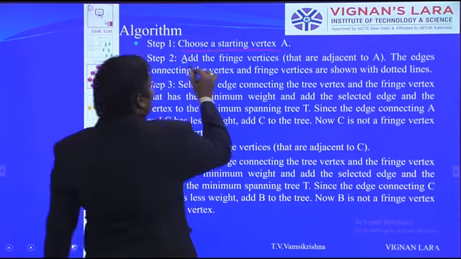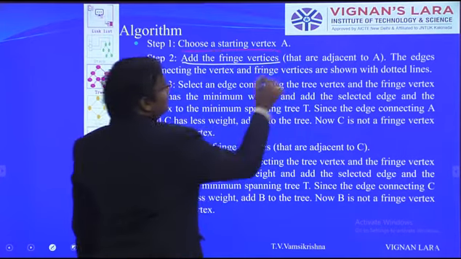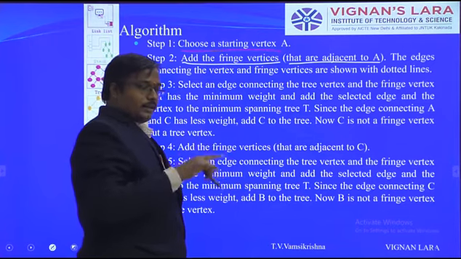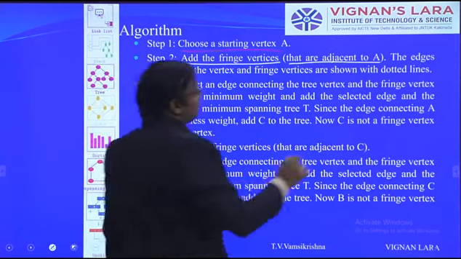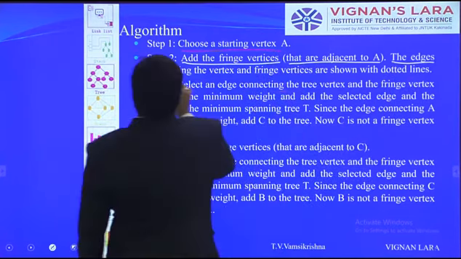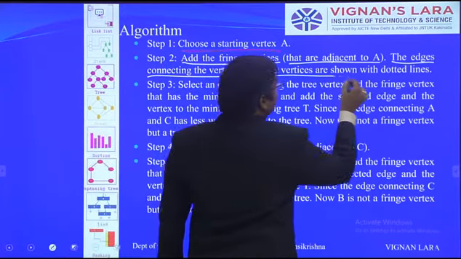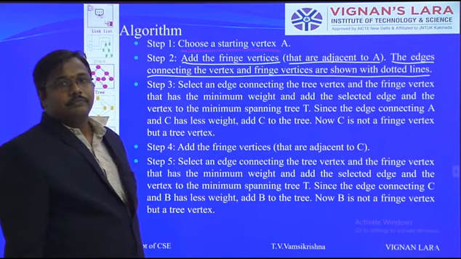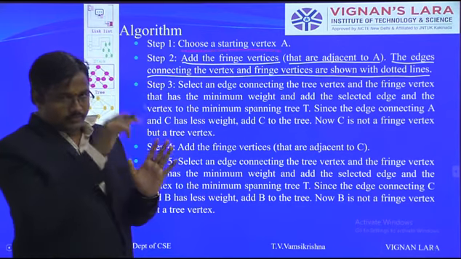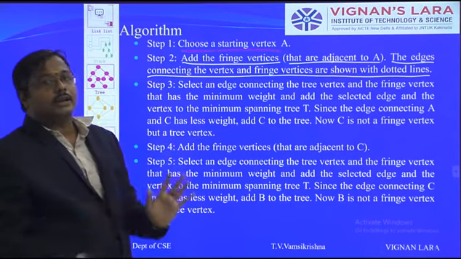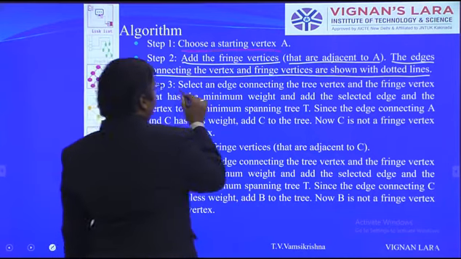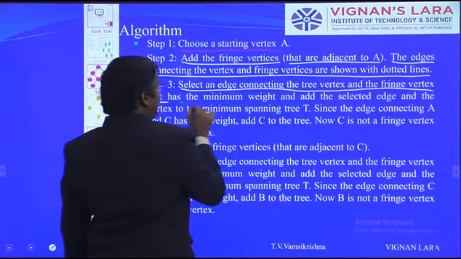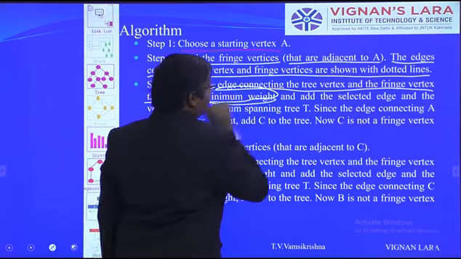After that, add the fringe vertices that are adjacent to A. From the starting vertex, what are the adjacent vertices? Those are called fringe vertices. The edges connecting to the fringe vertices are shown with dotted lines. In the previous figure, we showed the fringe vertices connected with dotted lines. Right. So step 3, select an edge connecting a tree vertex and a fringe vertex that has the minimum weight.